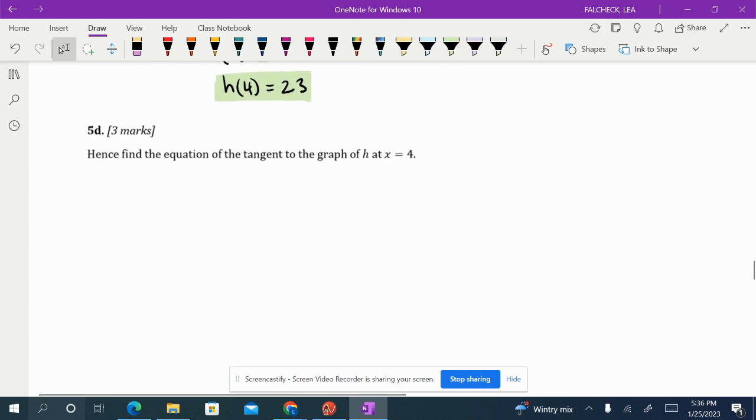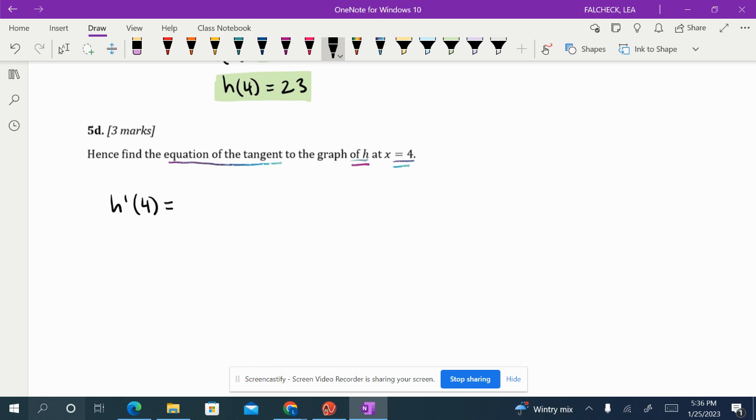5D. Hence, find the equation of the tangent to the graph of h at x equals 4. If we want to find the equation of the tangent line, we need what information? First, we need to find the derivative of h at x equals 4. So let's go ahead and do that.